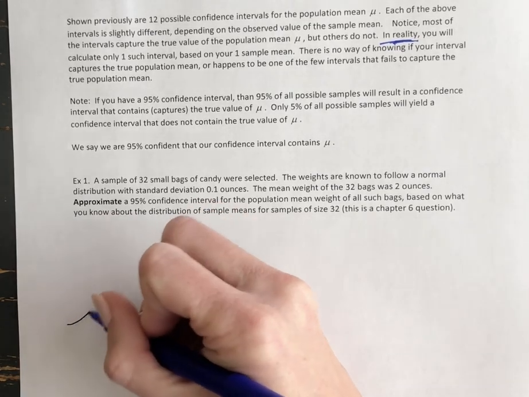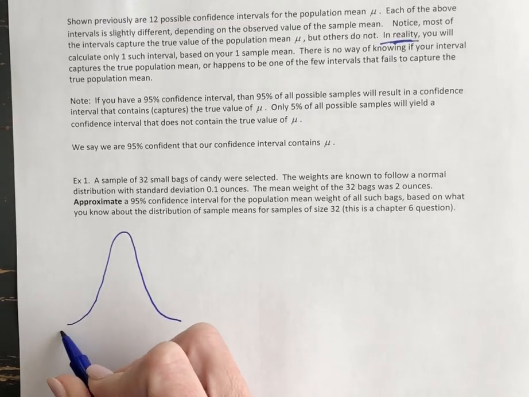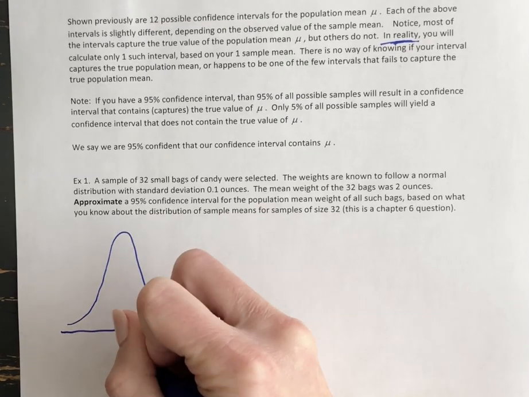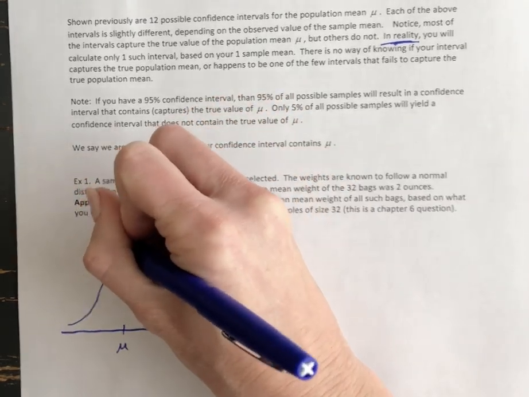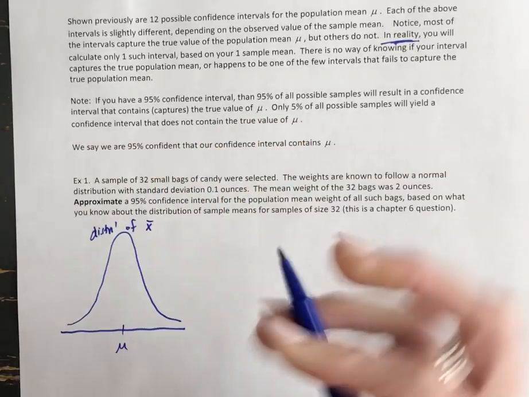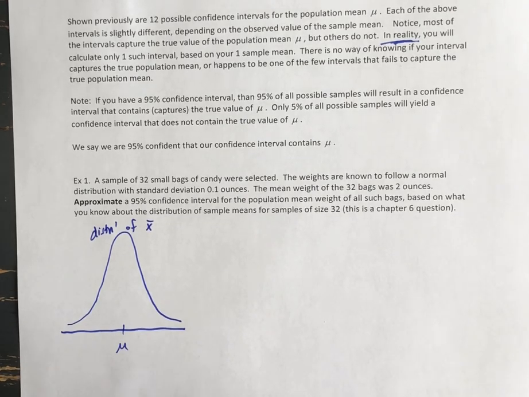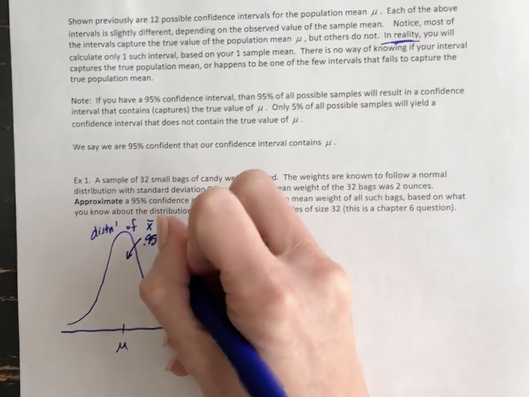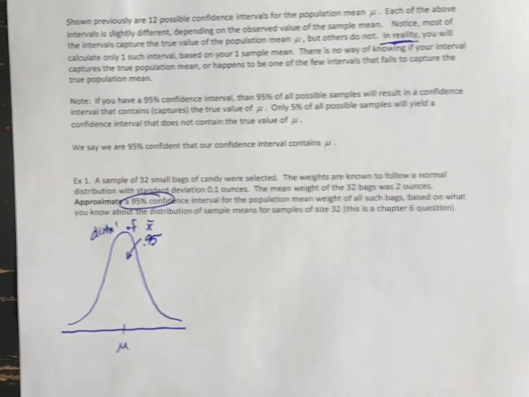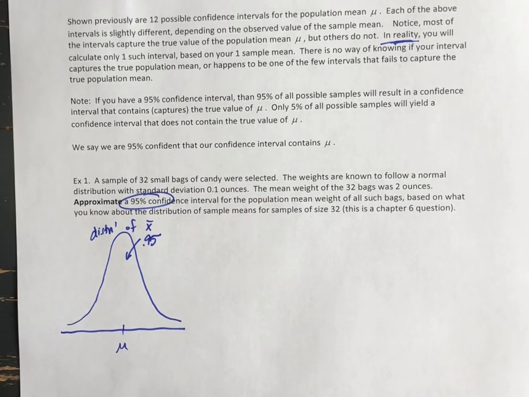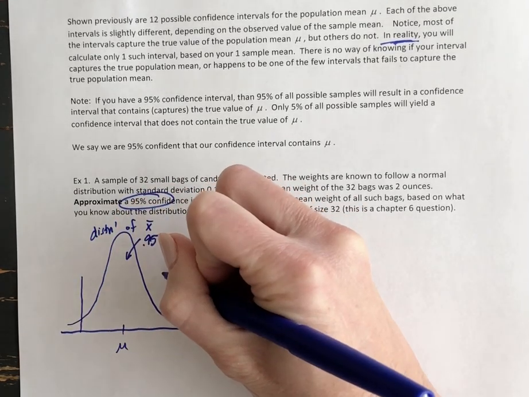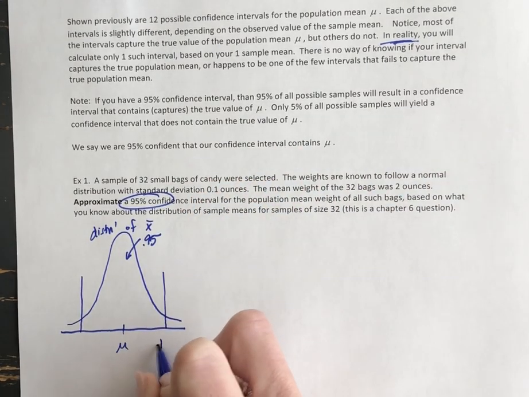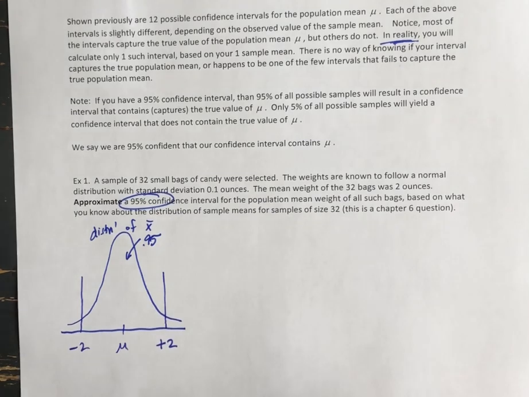So basically what we're given here is that if we look at the distribution of X bar, so the distribution of all possible sample means for a given sample size, we know that if we want a middle area of 95%, or we want to be about 95% sure that we create an interval that captures our population mean weight, we know from the empirical rule that means we are about 2 standard deviations above and below the mean.